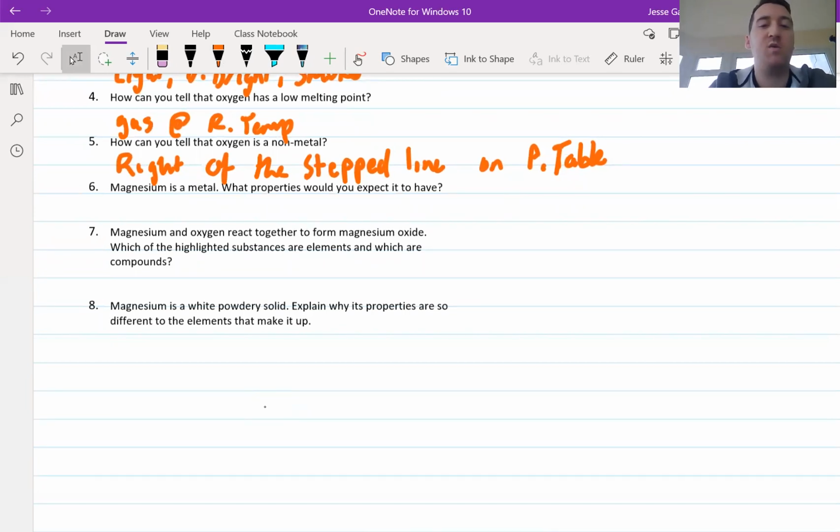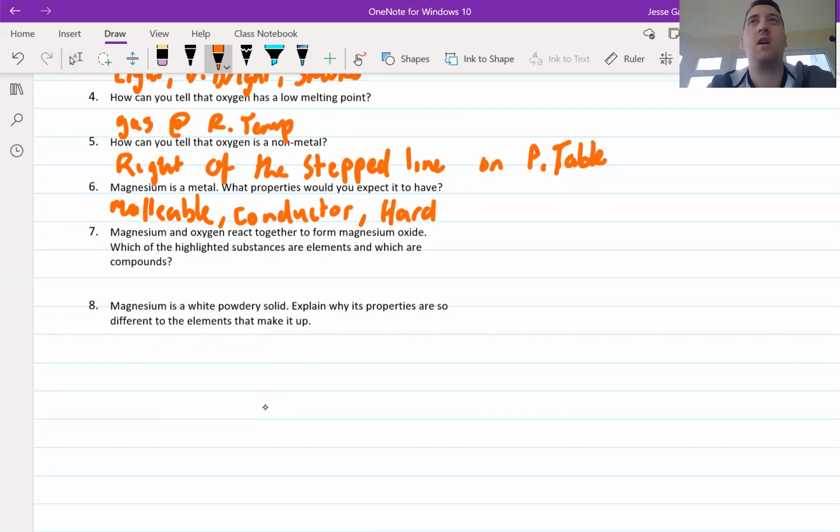Magnesium is a metal. What properties would you expect it to have? So think about properties of metals. It'd be malleable. We might expect it to be a good conductor. What else would you expect if it was a metal? Probably quite hard compared to some non-metals. All right, so any of the properties of the metals that you said there would be good: malleable, conductor, hard. That's pretty much it, right?